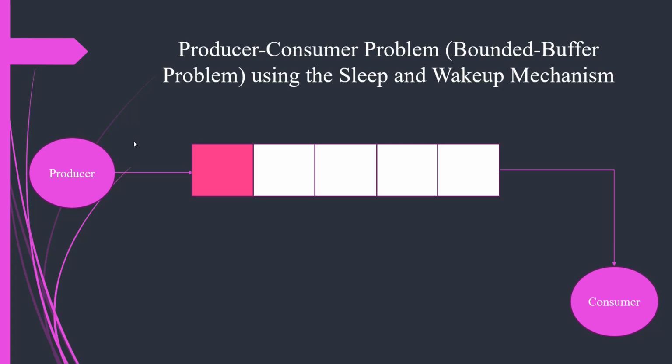This is the scenario. If the buffer is full, the producer cannot fill it. If the buffer is empty, the consumer cannot take any item. So this is the concept of the producer and consumer problem. How the sleep and wake up mechanism is going to work, we can see in the next slides.